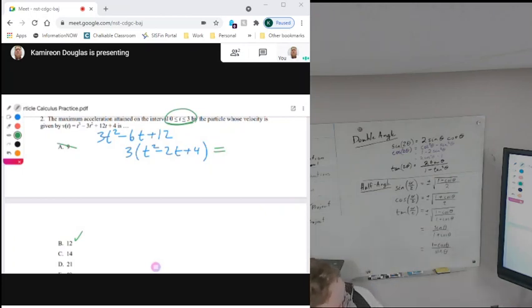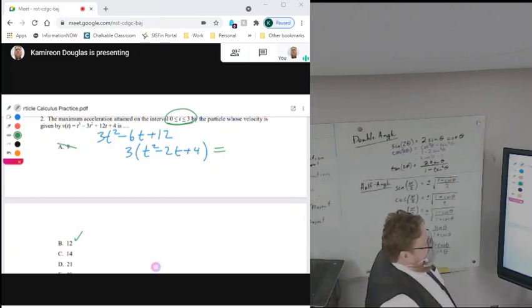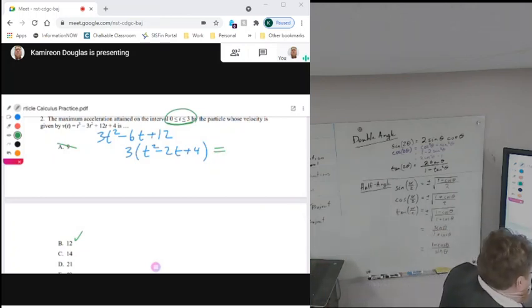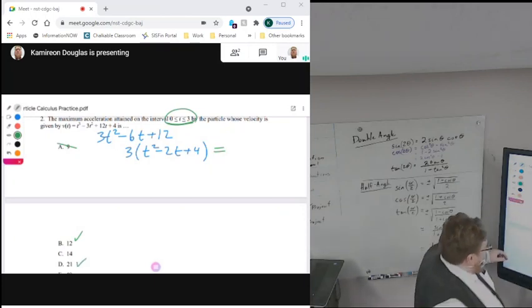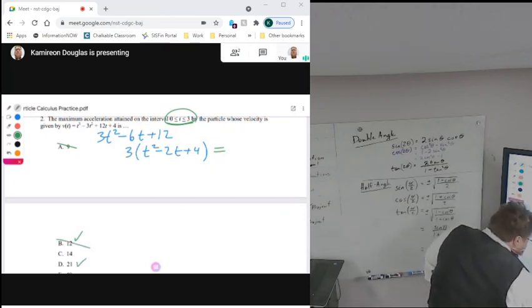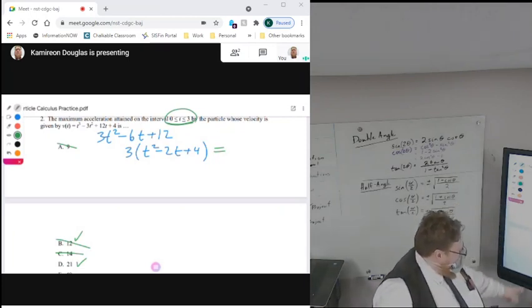I plug in 3. 3 squared is 9, minus 2 times 3 is 6. 9 minus 6 is 3, plus 4, that is 7. 7 times 3 is 21. So that eliminates B as an answer, and C as an answer. So it's either D or E.